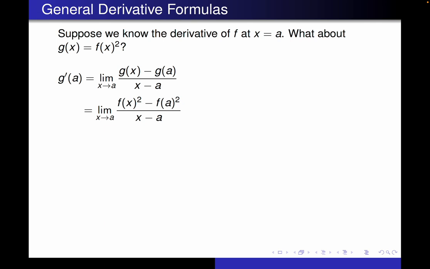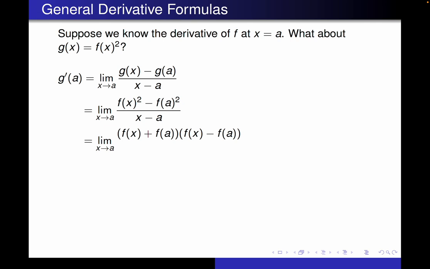And our goal now is to try to involve something that looks like the derivative of f. Now the derivative of f is the limit as x approaches a of f of x minus f of a over x minus a. So if we could somehow get f of x minus f of a over x minus a into this expression, we can use the definition of the derivative to help us out. How will we do that? Well, notice that the numerator is a difference of squares.